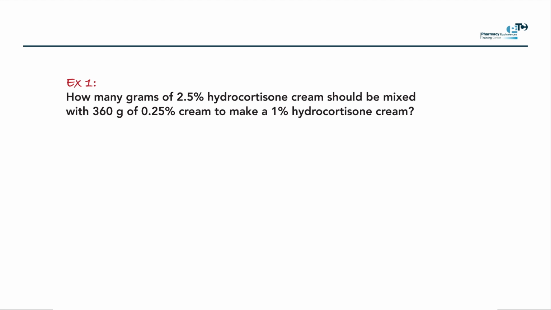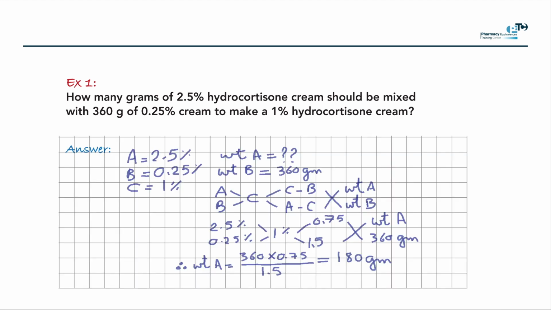In this example number 1, how many grams of 2.5% hydrocortisone cream should be mixed with 360 grams of 0.25% cream to make a 1% hydrocortisone cream? Here we mix 2.5% with 0.25%. So A will be 2.5% and B will be 0.25%. The final concentration will be 1%, which is C. Here we define A, B, and C.